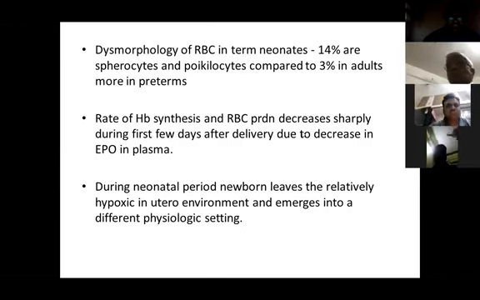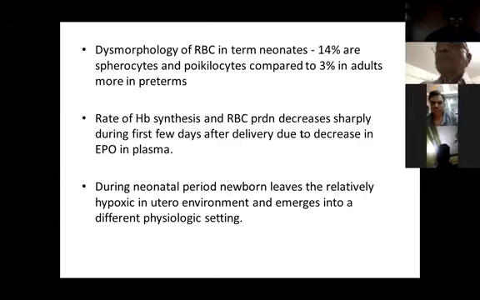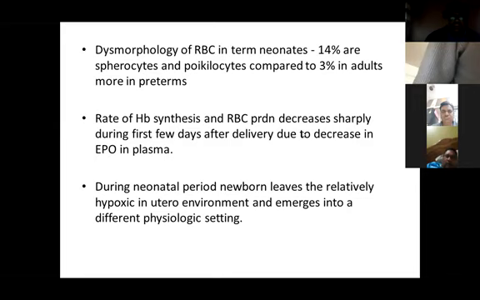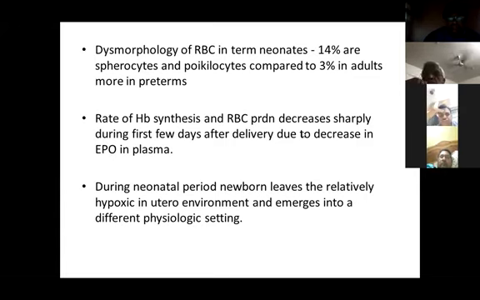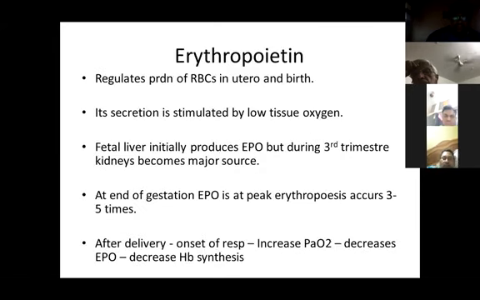Dysmorphology of RBCs in term neonates: spherocytes and poikilocytes are seen in 3%, compared to 14% in preterms. The rate of hemoglobin synthesis and RBC production decreases sharply during the first few days after delivery due to a decrease in erythropoietin in plasma. So we'll know this. During the neonatal period, the newborn leaves the relatively hypoxic in utero environment and comes into a different setting where there will be plenty of oxygen. So where is erythropoietin synthesized?